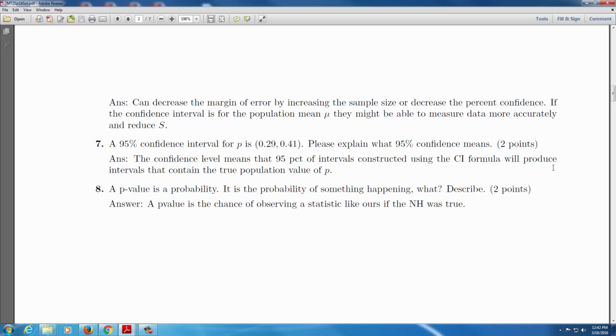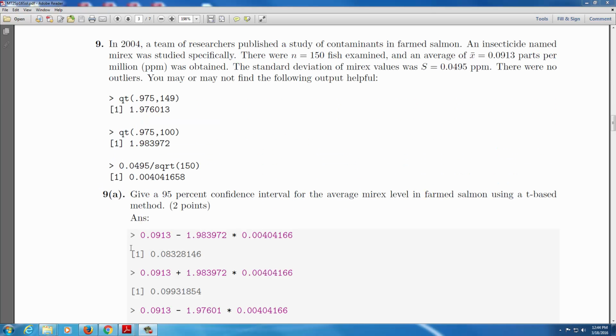2 points for that one. 1 point was probably given for a partially right answer. In problem 8, a p-value is the probability of observing data or a test statistic like ours under the conditions of the null hypothesis. On the top of page 3, you're told about a quantitative data analysis.